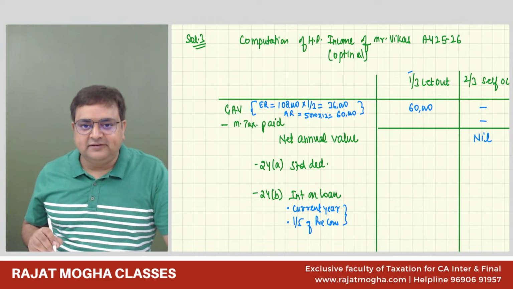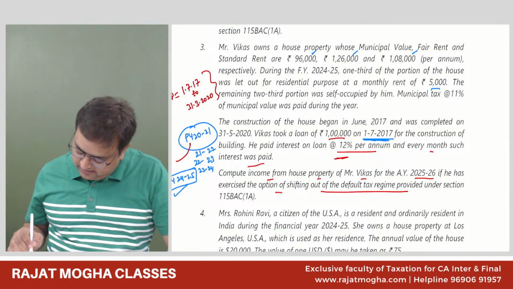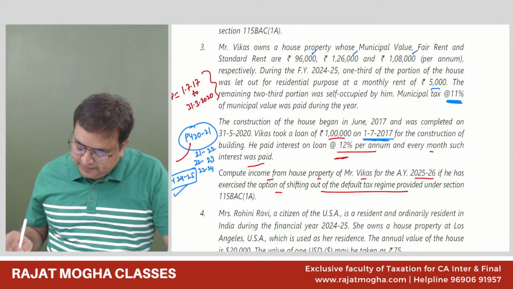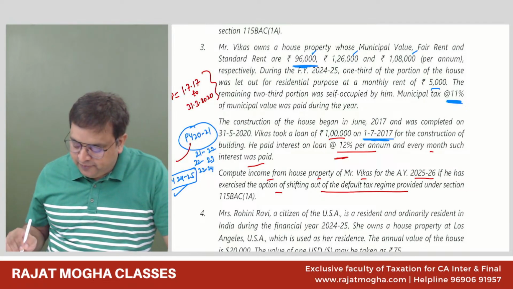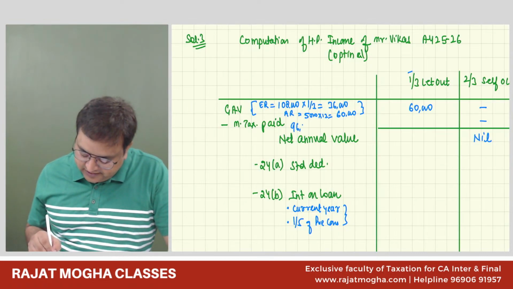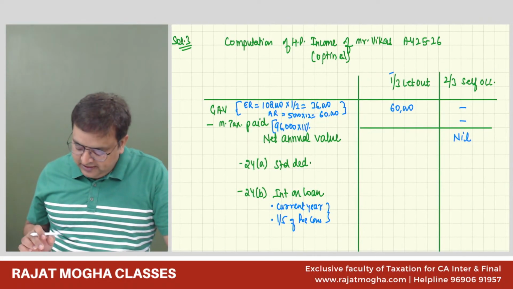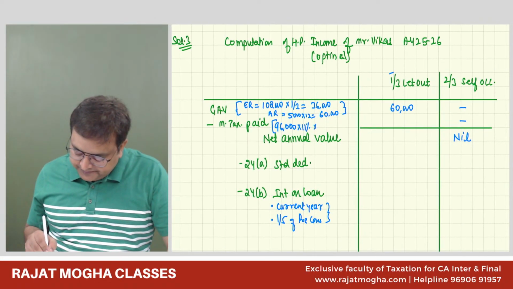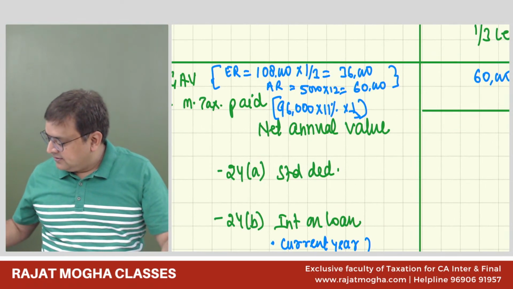How much is the municipal taxes paid? The municipal taxes paid, they have said 11% of the municipal value. Correct. 96,000 is the municipal value, 11% of that. So 96,000 into 11%, and you have to take only for the let out portion. Only for the let out portion. So the let out portion would be 1/3. Got it? 3,520. Correct.